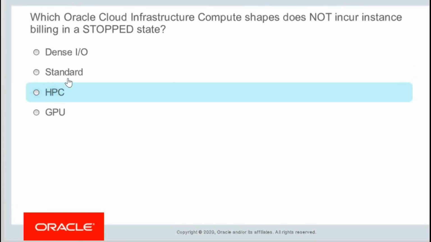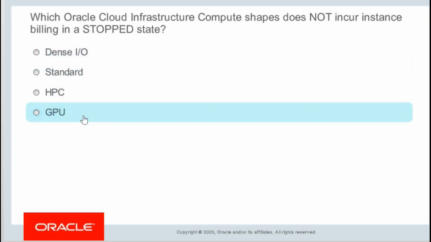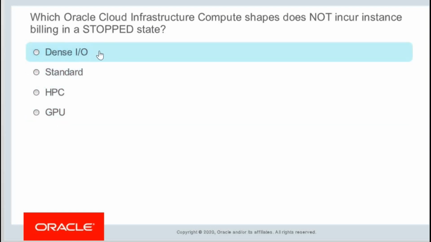Which Oracle Cloud Infrastructure compute shape does not incur instance billing in a stopped state? So when you stop an instance, which particular instance does not cost you? Dense IO is not the right answer because they use NVMe storage and you will have to pay for NVMe storage even if you stop the instance.